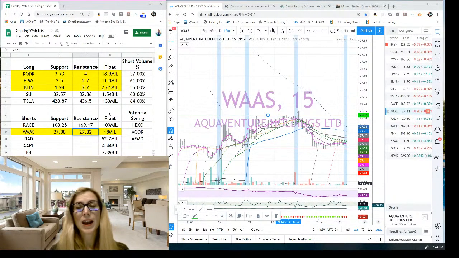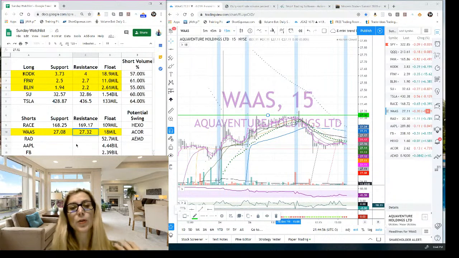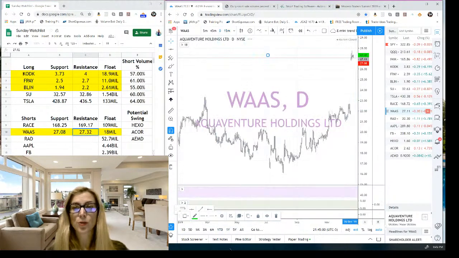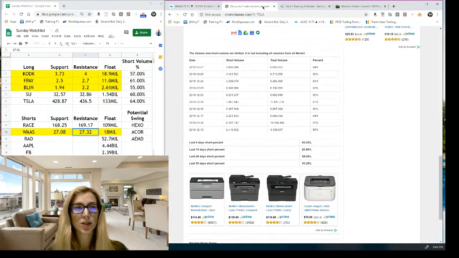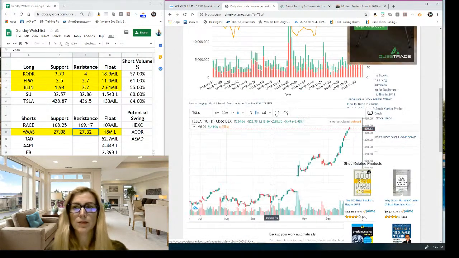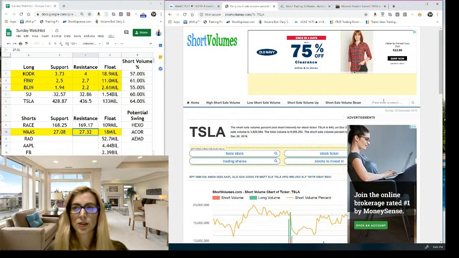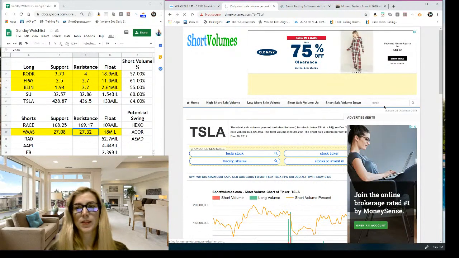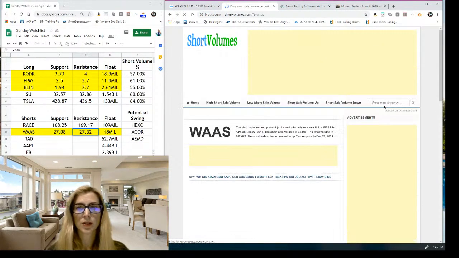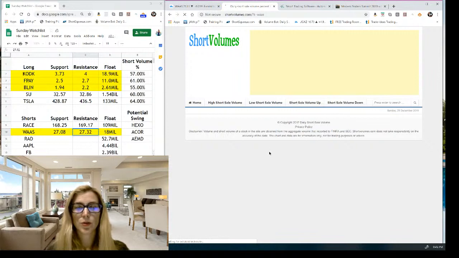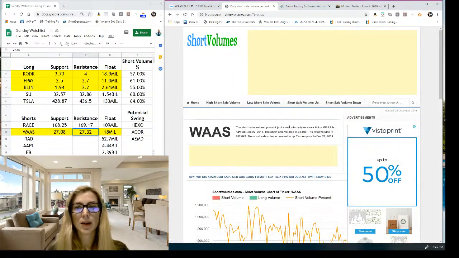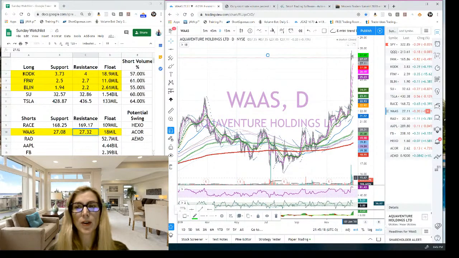Now, this one could have a big move as well. Lower float, 18 million. I'm not sure about the short volume, I didn't check it out. But let's go and see really quickly if it's going to squeeze those shorts as well. So, short volume is coming up 14%. A lot of that volume was still buying power on Friday.